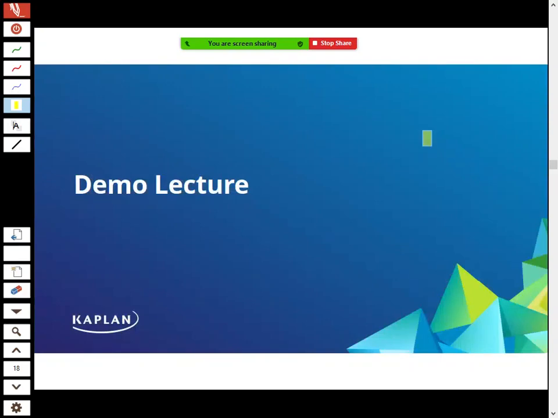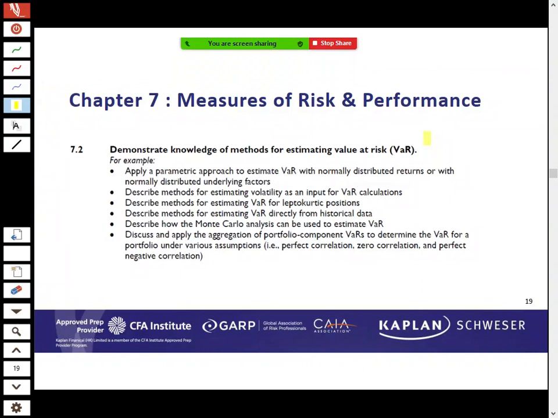And what comes next is a few slides to highlight how we tackle a couple of topics in the curriculum. Firstly, it is about risk measurement.